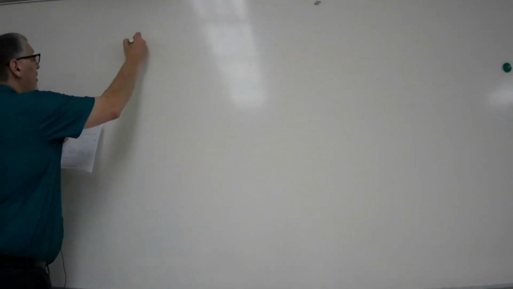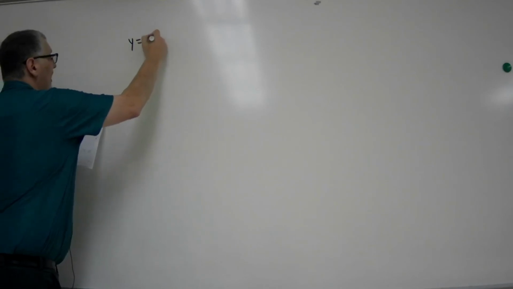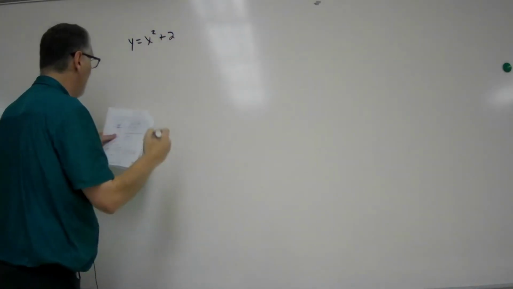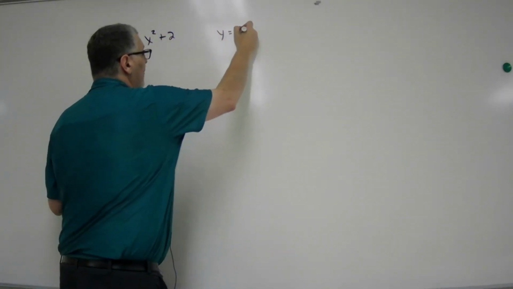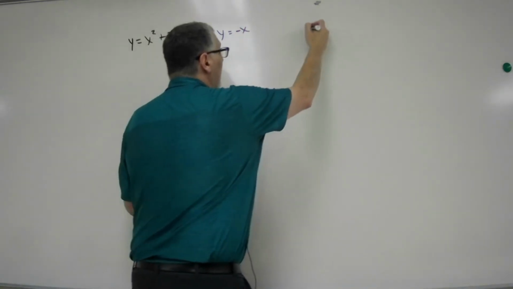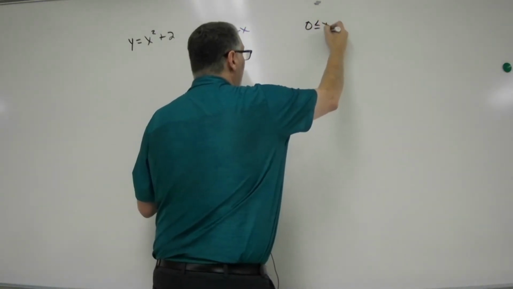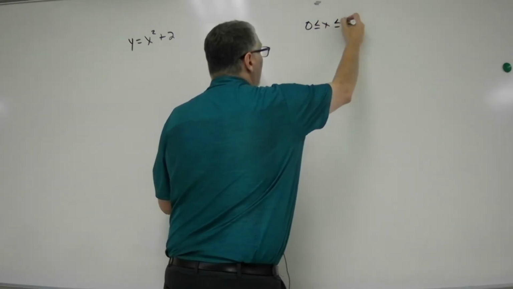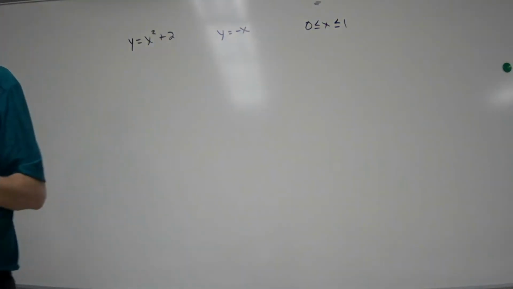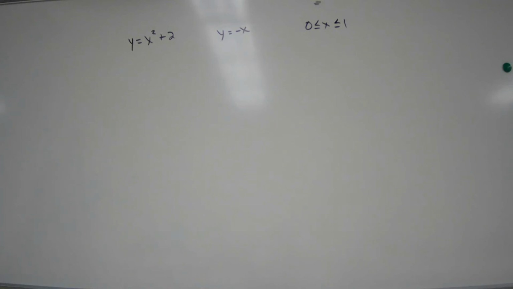I'm going to say y equals x squared plus 2, and y equals negative x, and I want the area between 0 and 1. So I want the area between 0 and 1 between these two functions.